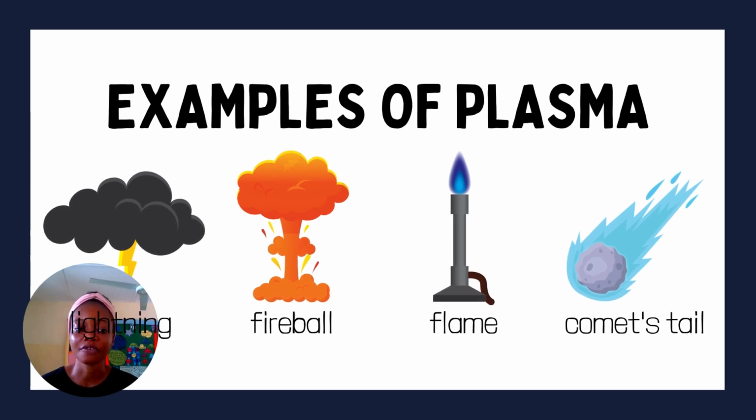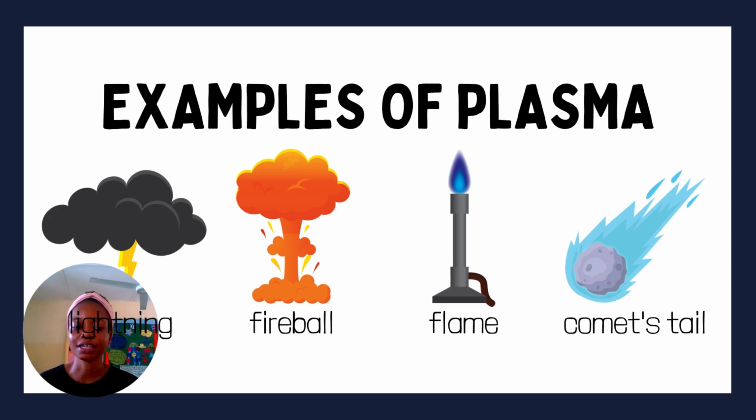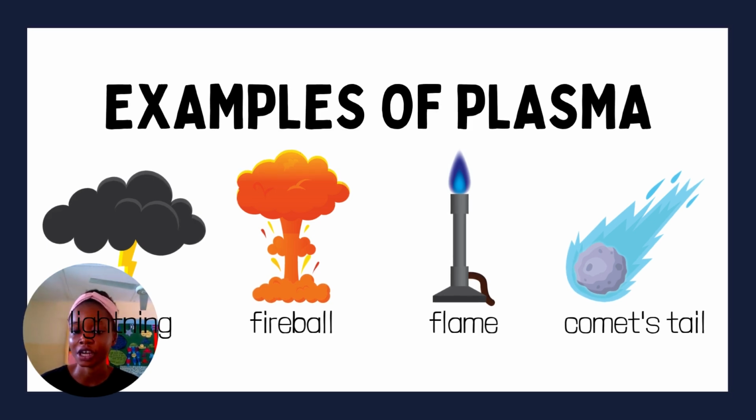Examples of plasma are a comet's tail, flames, fireballs, and lots more, which you can see on your screen. So once again, look around you, identify materials around you that you feel belong in the plasma state, and put your answer in the comment section.